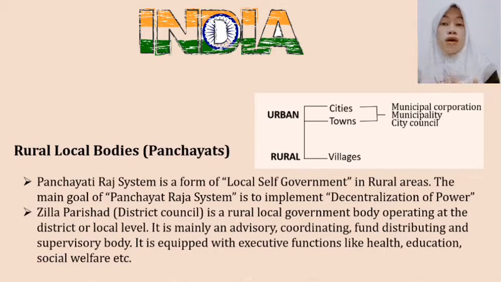Second is the rural local bodies or panchayats. It is where the Panchayati Raj system comes into the picture. The main goal of the Panchayati Raj system is to implement decentralization of power. It is a form of local self-government. In rural areas, it is to implement democracy at the grassroots level through this Panchayati Raj system.